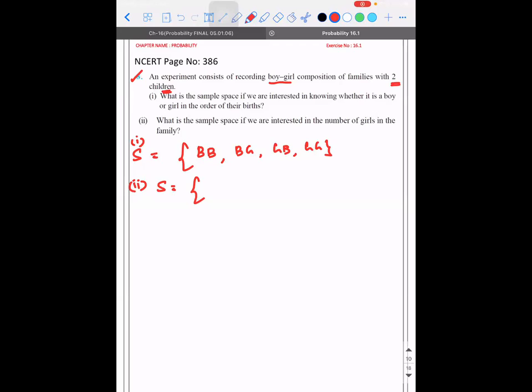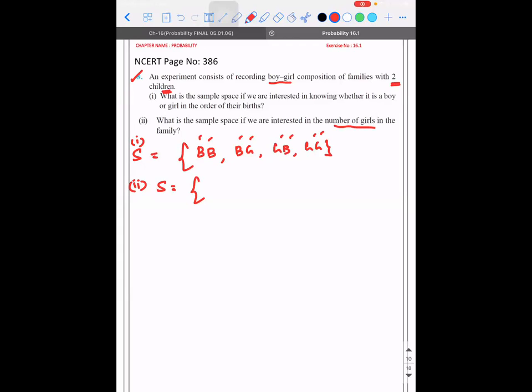So what is the sample space if you are interested in knowing whether it is a boy or a girl in the order of their births? So it can be boy, boy, boy, girl, girl, boy, girl, girl. Correct, no? Now, what is the sample space if you are interested to know the number of girls in the family?